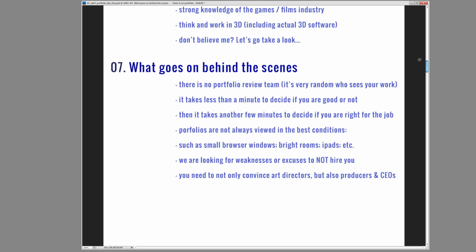Number 2, it takes less than a minute to decide if you're good or not. This might sound crazy, but that's totally true. It doesn't take pros that long to decide if you're good or not. We're not looking at your portfolio for like 30 minutes deciding if you're good or not.